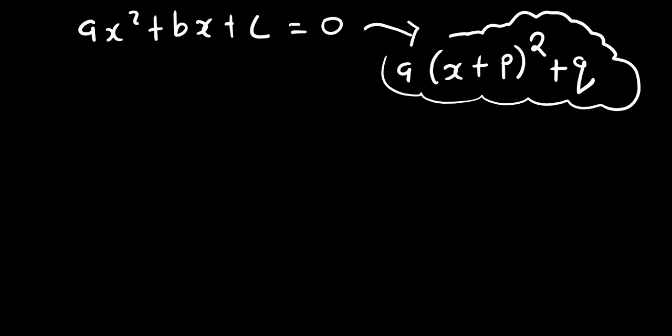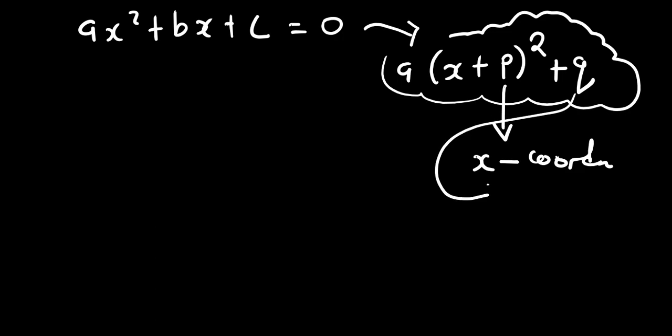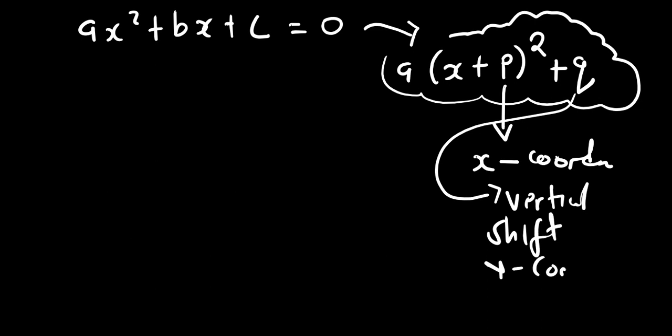Your p in this case represents the turning point at the x coordinate. Then your q at this point just represents your vertical shift in the y coordinate. So you should know that as we start solving.